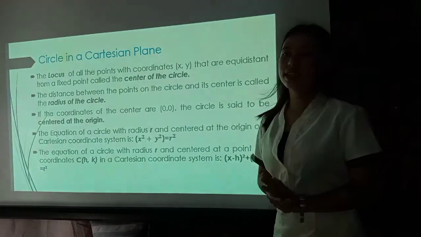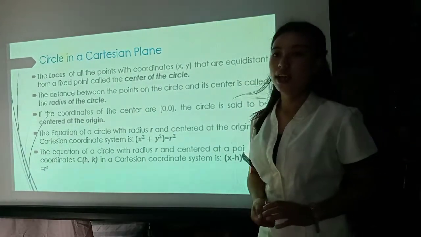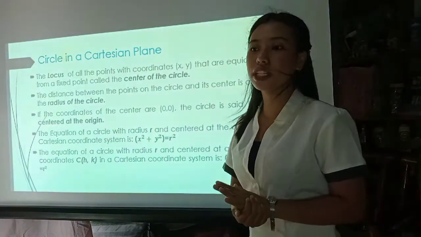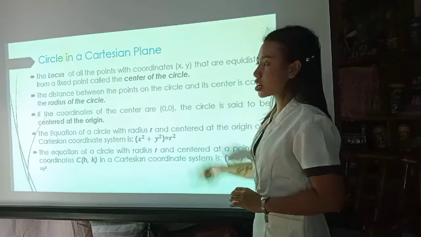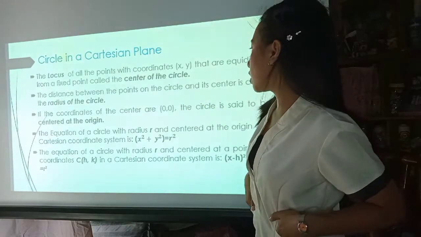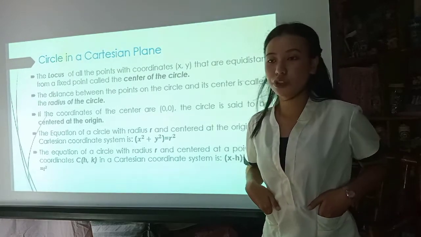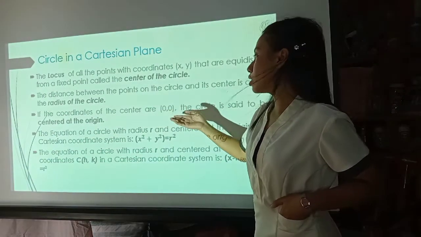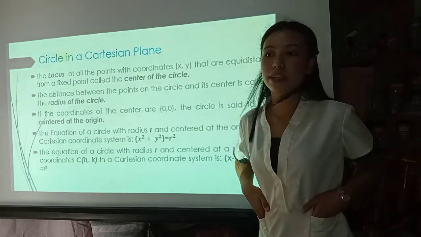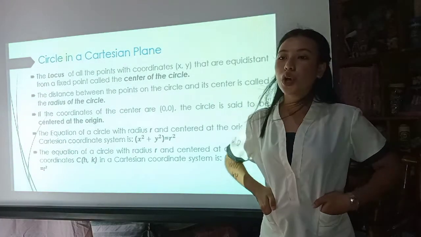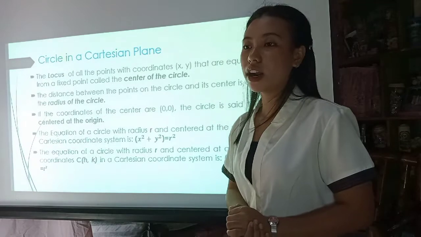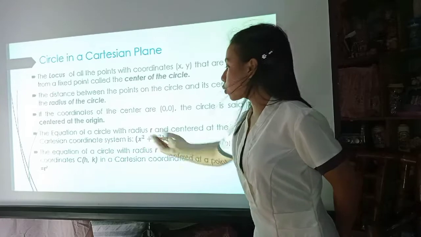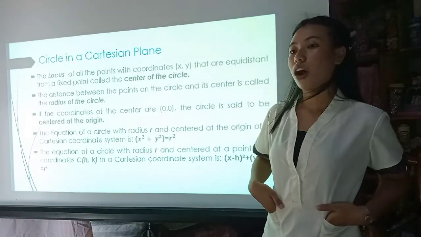One more thing is the circle in a Cartesian plane. The locus of all points with coordinates x and y that are equidistant from a fixed point is called the center of the circle. The distance between the points on the circle and its center is called the radius of the circle. If the coordinates of the center are 0, 0, then the circle is said to be centered at the origin. The equation of a circle with radius r and centered at the origin of a Cartesian coordinate system is x squared plus y squared equals r squared.